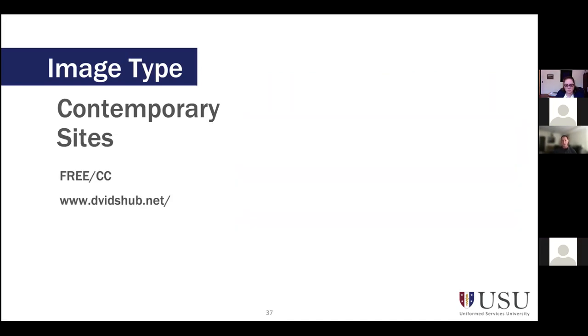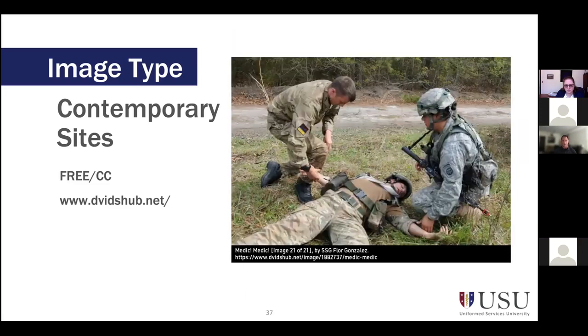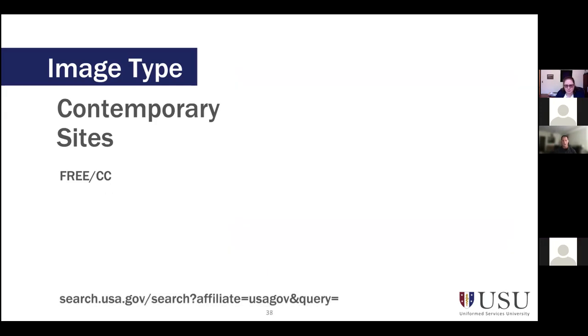There's the Defense Visual Information Distribution Service. This is a big search site, and it has all sorts of military and medical military photos that you can draw from. Again, check the rights on each of the images because they vary throughout the site. It's not a total one-to-one. Another site is USA.gov.